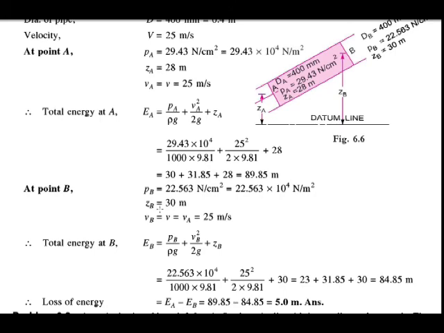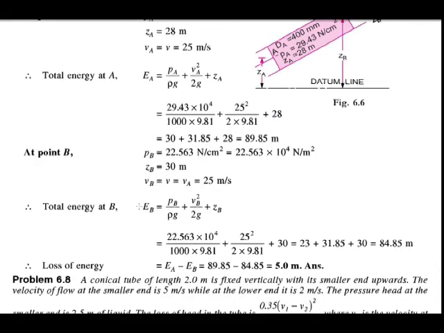For that, they have given the pressure at B as 22.563 Newton per centimeter square, which is equal to 22.563 into 10 raised to 4 Newton per meter square. ZB they have given as 30 meter, and velocity at point B is 25 meter per second.